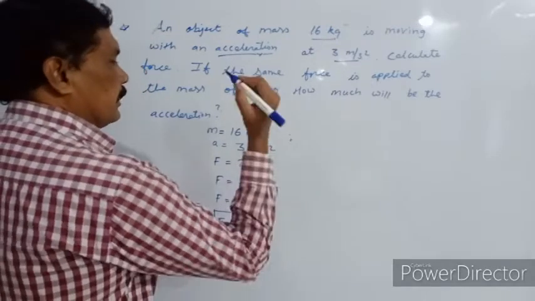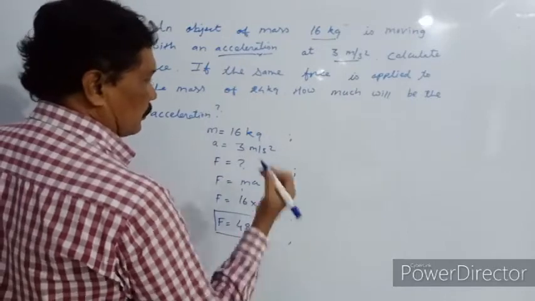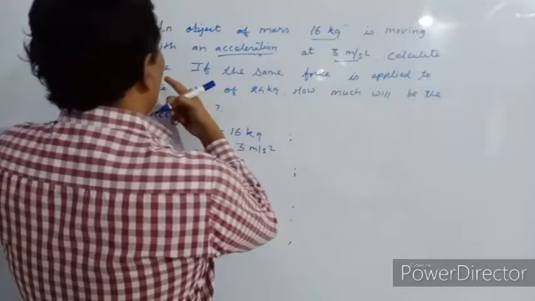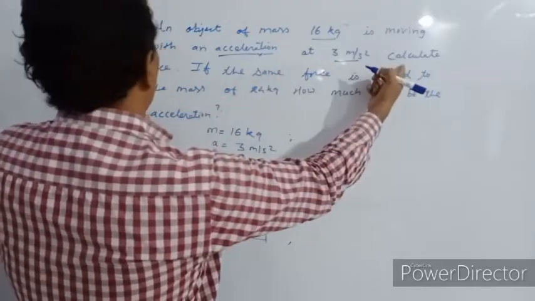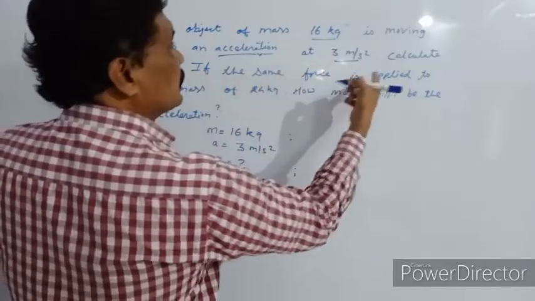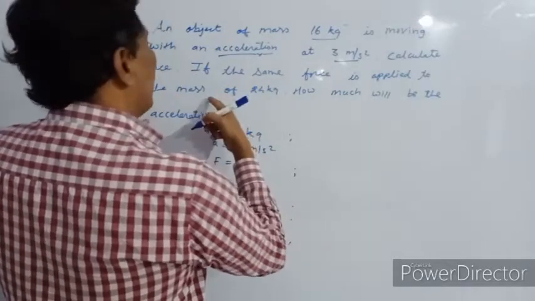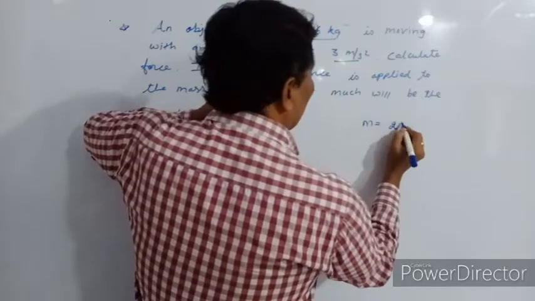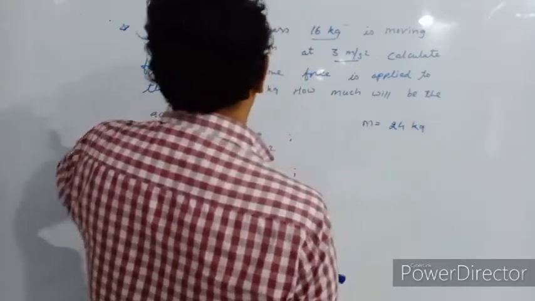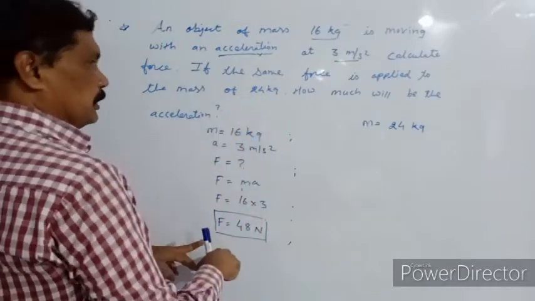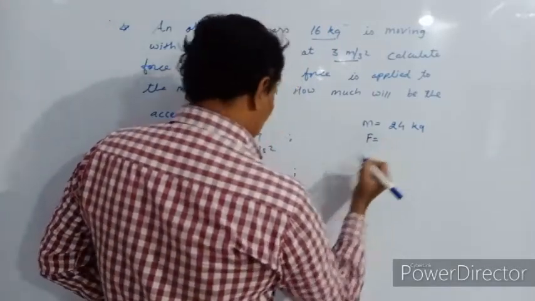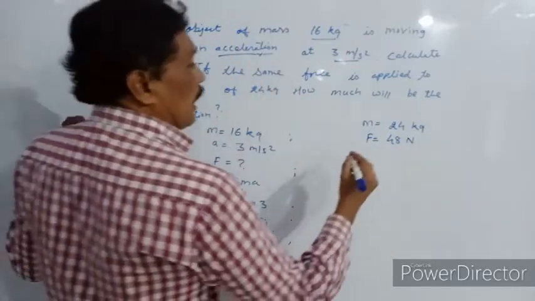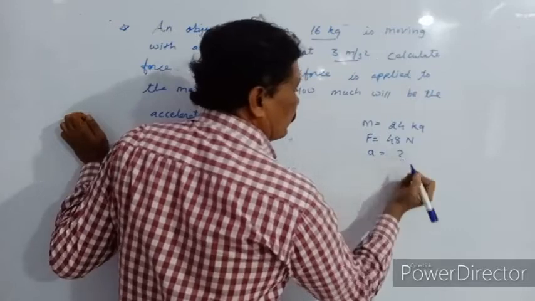Now we will see the next part of the question. If the same force is applied to a mass of 24 kg, m is given, that is 24 kg. Same force means F we have found out, that is 48 Newton. Find out the acceleration. A we have to find out.